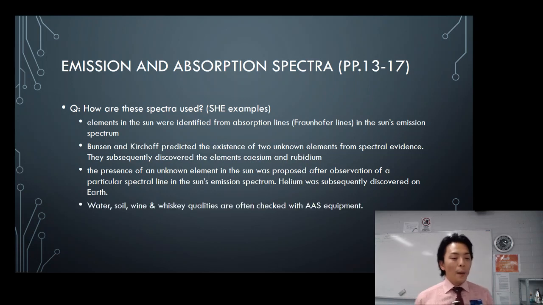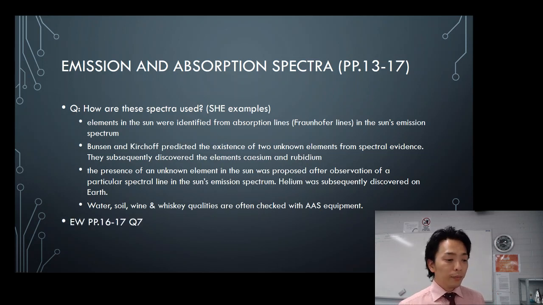And AAS, the atomic absorption spectrum setup, is used all over the world to look at what's in water, how much is in there, what's in wine, what's in whiskey, whether that's going to be bad or good. So quality control is done through AAS. Now we'll spend some time doing questions 6 and 7 during the lesson, and that's what this is referring to.